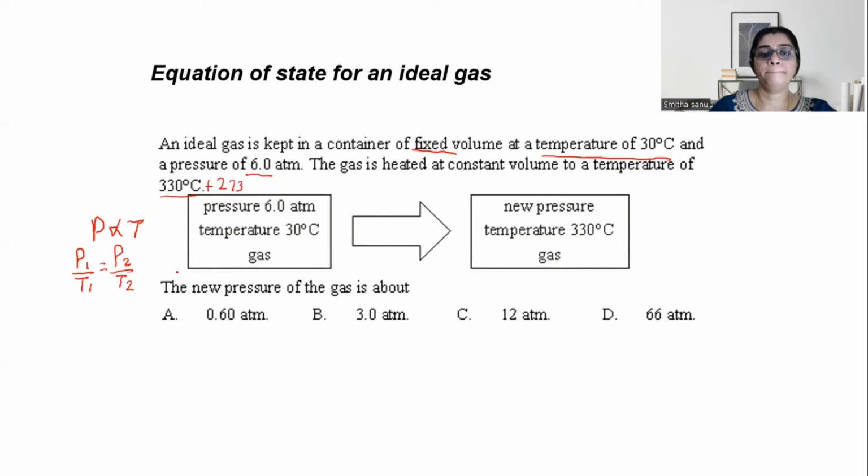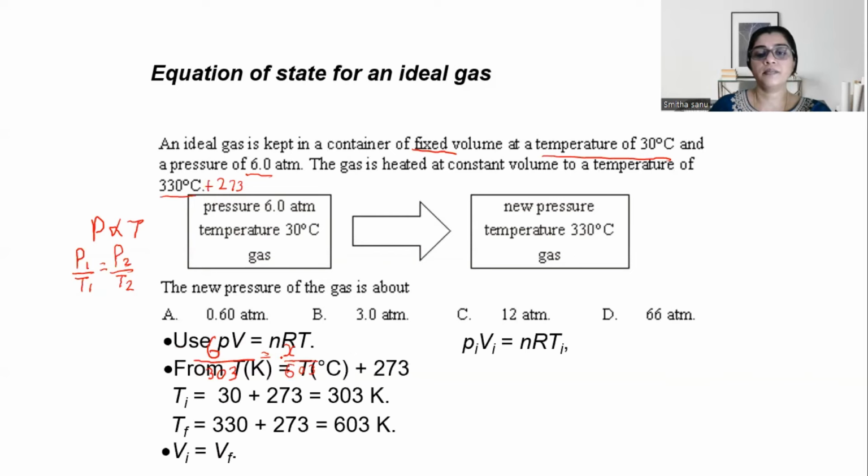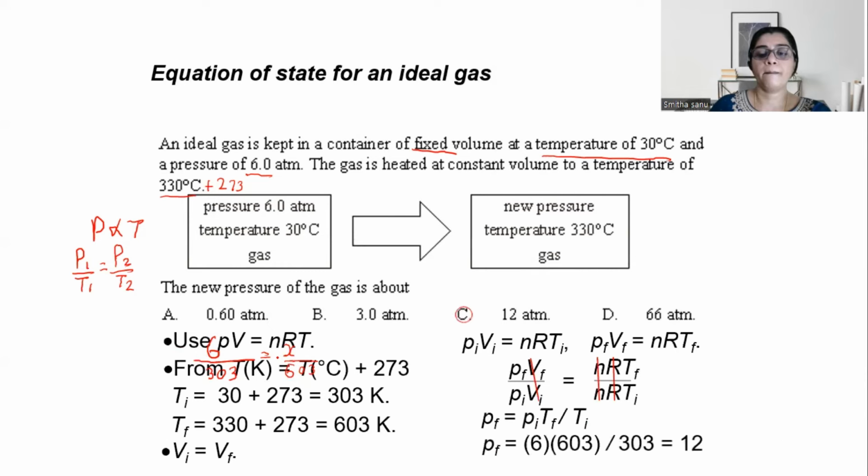Here we can see P1 was 6 over 303 Kelvin, which is equal to X over 603 Kelvin. So using this, find the value of X. The answer that you should be getting is around 12 atmospheres.